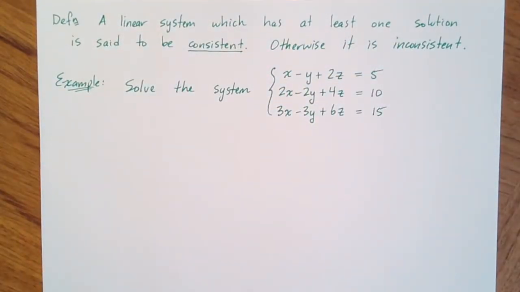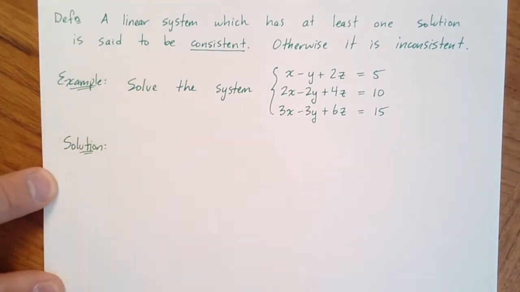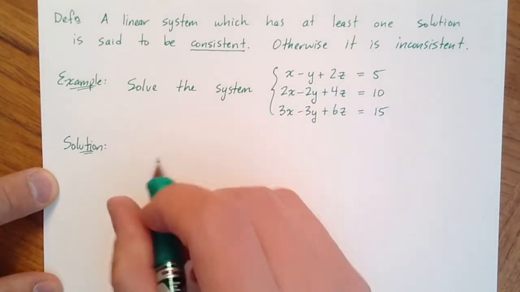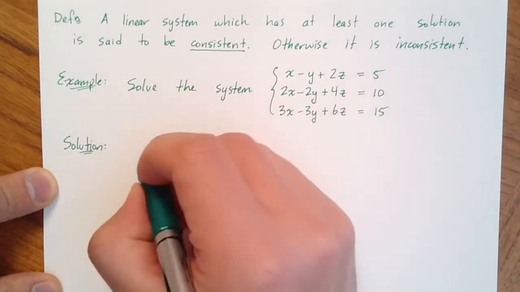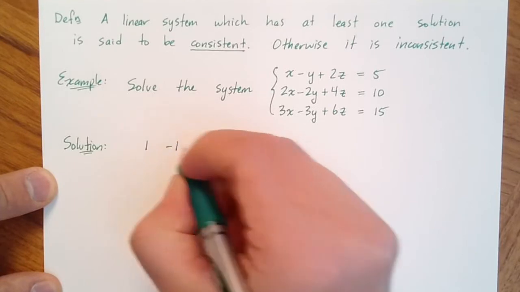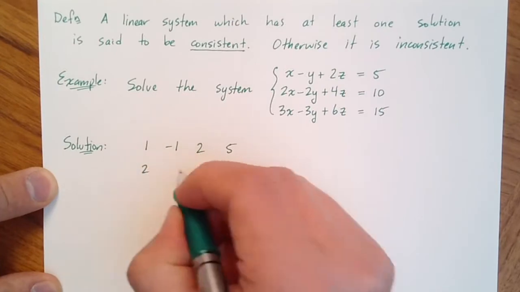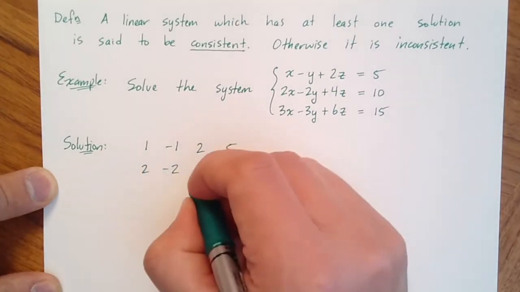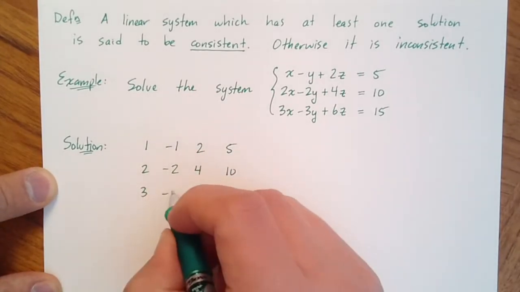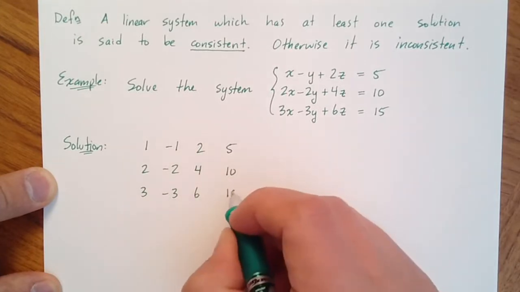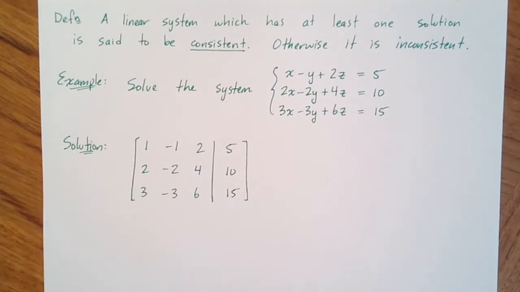Okay, so we'll start this in the usual way by writing out the augmented matrix. Just turn each of those equations into rows of the coefficients and then the constant terms. So we're going to have 1, -1, 2, and then 5. That'll be the first row. The second row will be 2, -2, 4, and 10. And then our third equation will turn into the row 3, -3, 6, and then 15. Okay, so that's our augmented matrix.